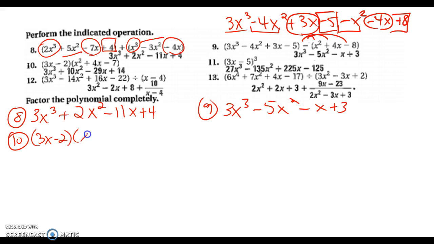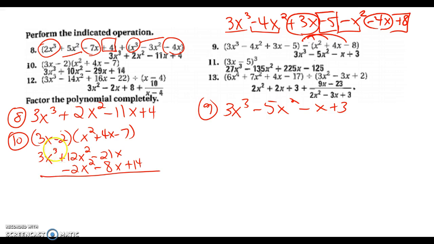All right, good. Number 10, we're multiplying, aren't we? 3x minus 2, x squared plus 4x minus 7. All right, I'm going to start with the 3x times this 3x squared, 3x times the 4x, 3x times the negative 7. Then I'm going to come and do the negative 2 times x squared. Negative 2 times positive 4x. Negative 2 times negative 7. So this answer should be 3x to the 3rd plus 10x squared minus 29x plus 14.